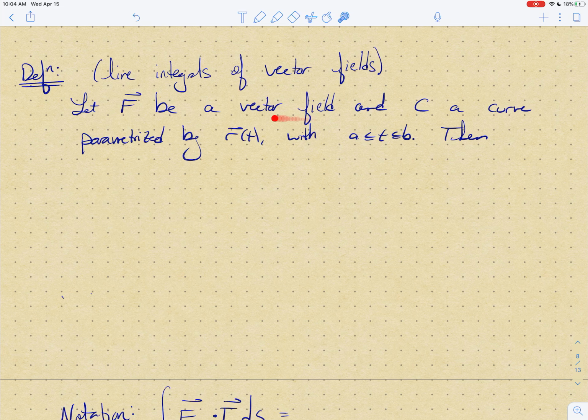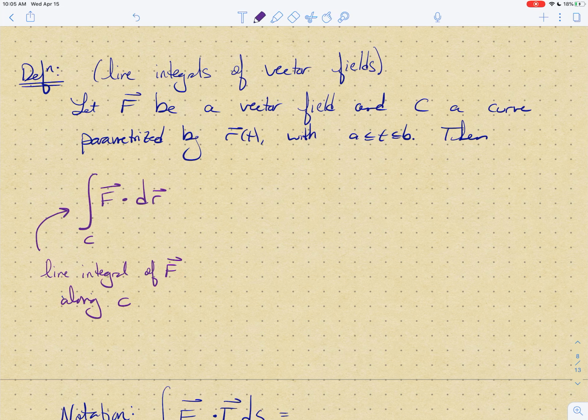Okay, same general setup. You've got a function. This time it's a vector field, though, not a scalar function, and then a curve, which you've parameterized by r of t for t between a and b. Then we typically write the integral along C of big F, and then we write dot dr. And so this means the line integral of the vector field big F along C. That's how you read that.